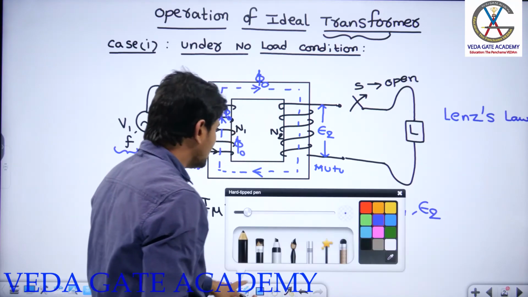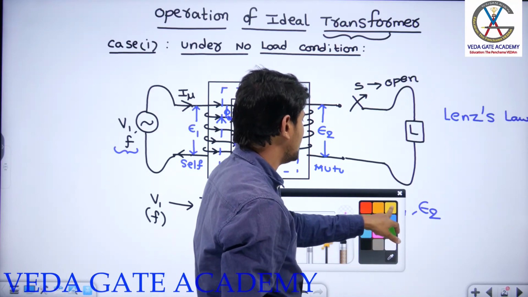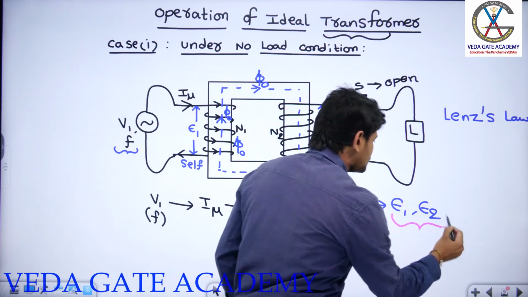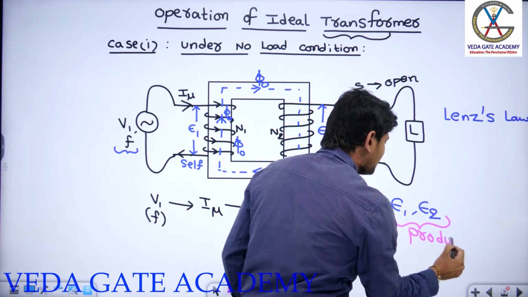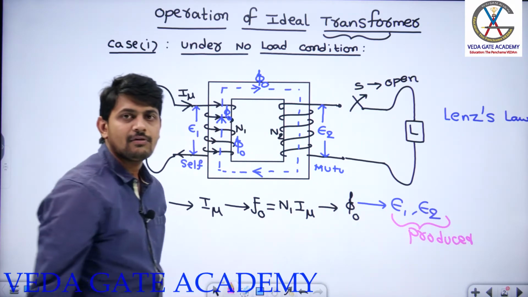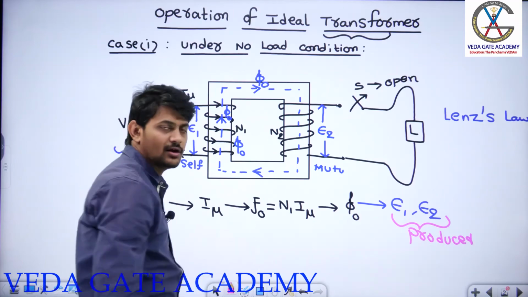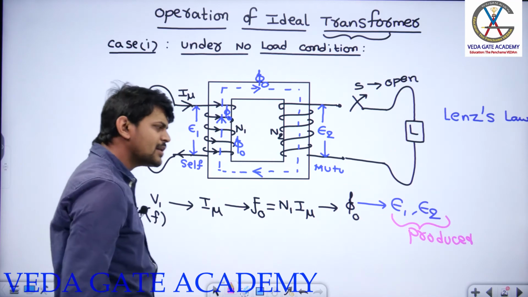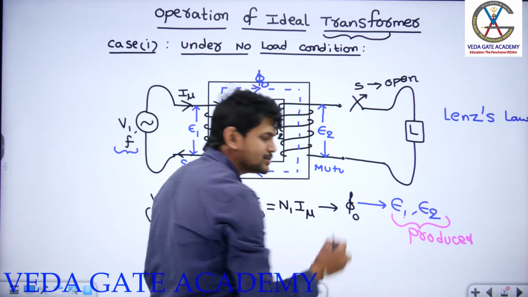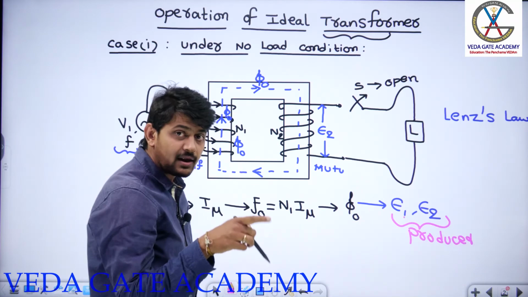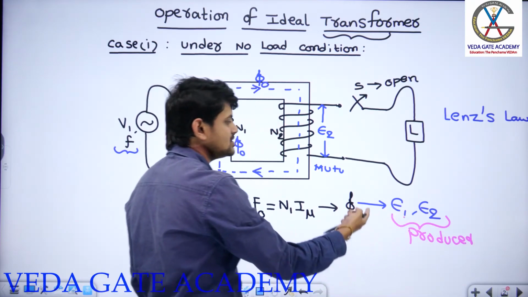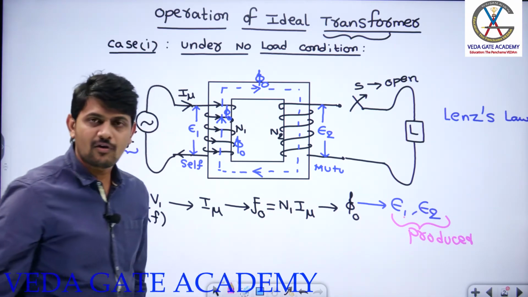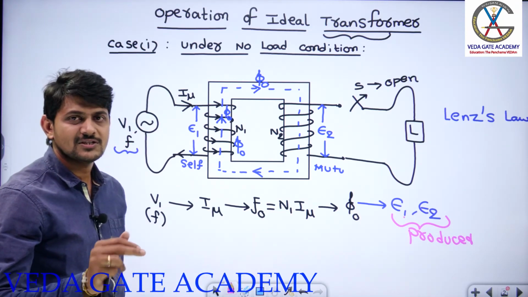Here, E1 and E2 are the final produced quantities, yes or no? These E1 and E2 are produced because of phi naught, the flux which is linking with N1 and N2. And this flux phi naught is produced because of the no load MMF F naught. Can I say E1 and E2 will oppose this phi naught? No. We need to compare quantities of the same dimensions. E1 and E2 are voltages, with volts as units, and flux is in Webers. These are two different quantities.